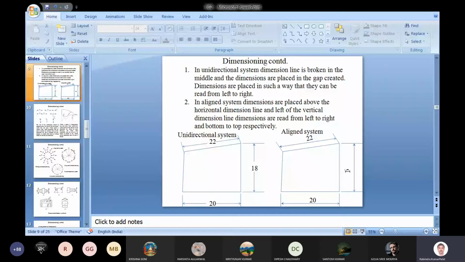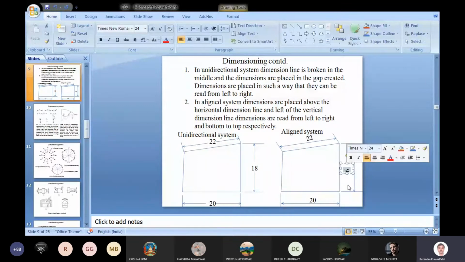And in the aligned system, the placing of the dimension is also such that we write the vertical dimension so that it can be read from the bottom to top. Okay, sir. Understood.